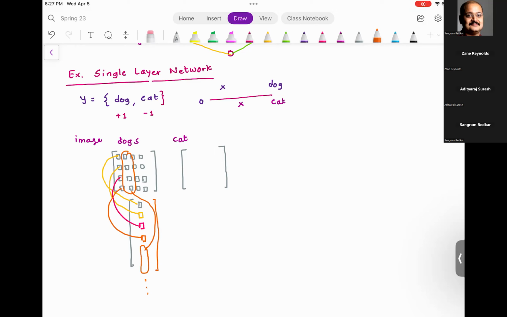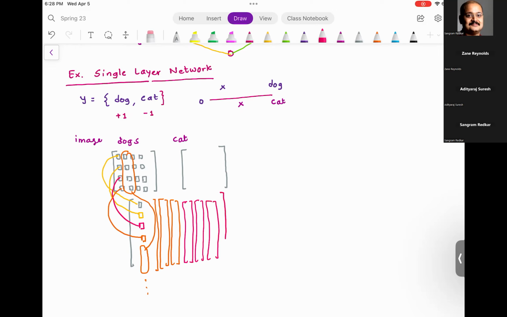I'm going to do the exact same thing for the second picture of the dog, and the third picture of the dog, the third image. And then I'm going to do the exact same thing for the cat values. So these are the cat values. Now finally, I'm going to have this huge matrix.